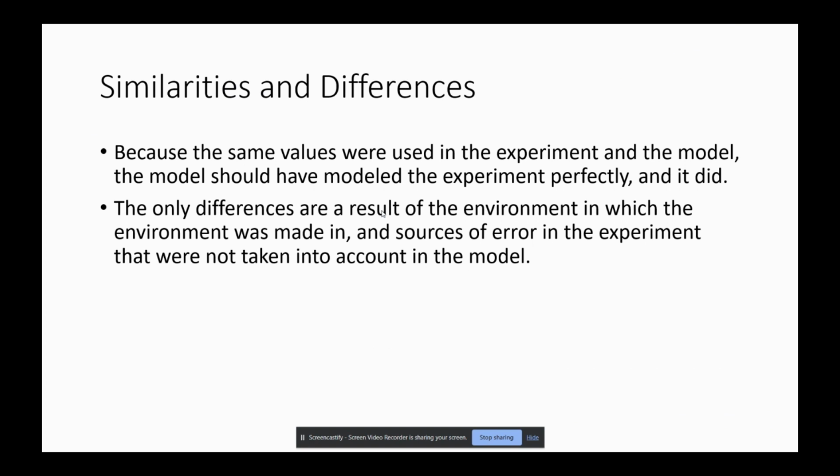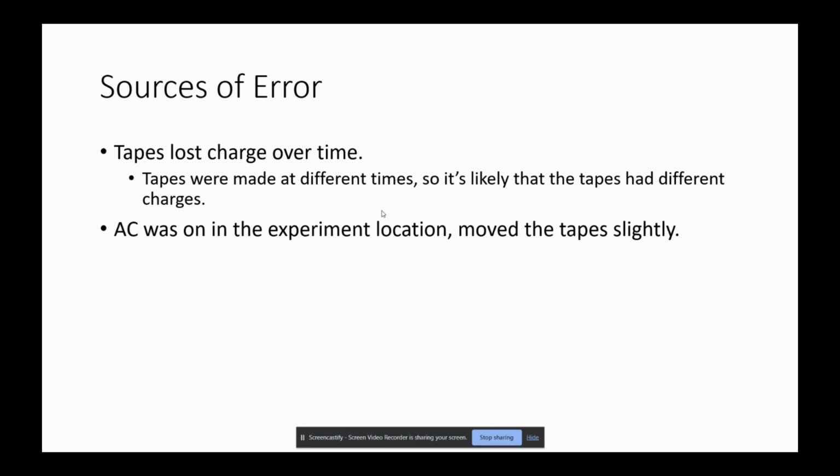Because the same values were used in the experiment, the model should have modeled the experiment perfectly, and it did. The only differences are a result of the environment in which the experiment was made, and sources of error in the experiment that were not taken into account in the model. Possible sources of error include that the tapes lost charge over time. They were made at different times, so it is likely that each piece of tape had a different charge. Also, the AC was on in my room, which moved the tape slightly.